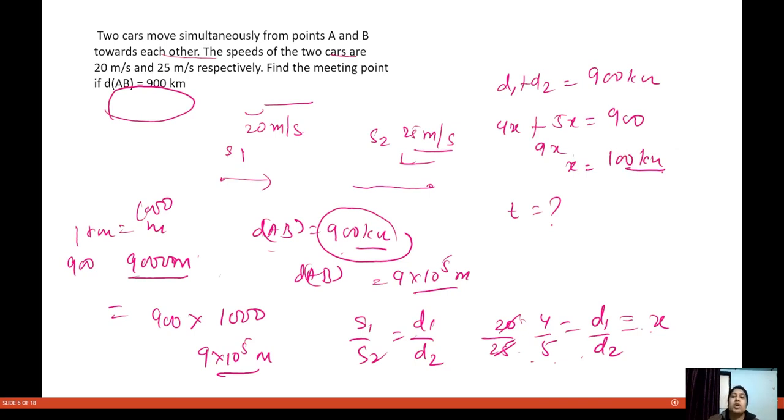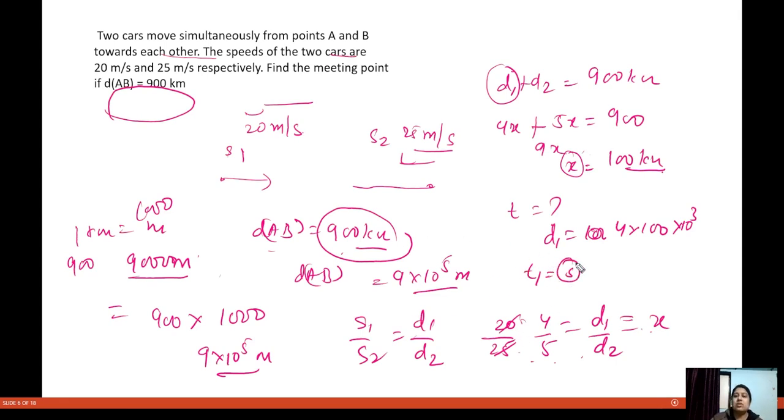So your x is 100 kilometers. That means d1 is going to travel how many meters? D1 is going to travel 4 into 100 into 10 to the power 3 meters. Time will come here in seconds.